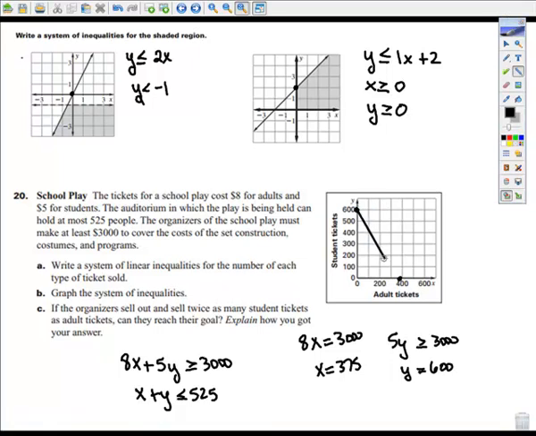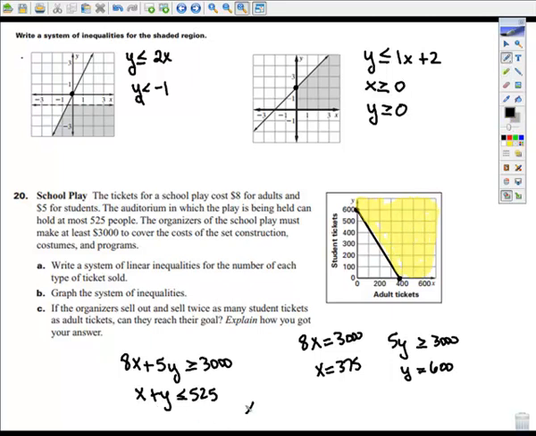So let's go ahead and draw this. And as far as the shading goes, it's greater than or equal to, so my shading is going to be up in here. And again, if you still want to check 0, 0, it doesn't work this time because 0 is not greater than or equal to 3,000.